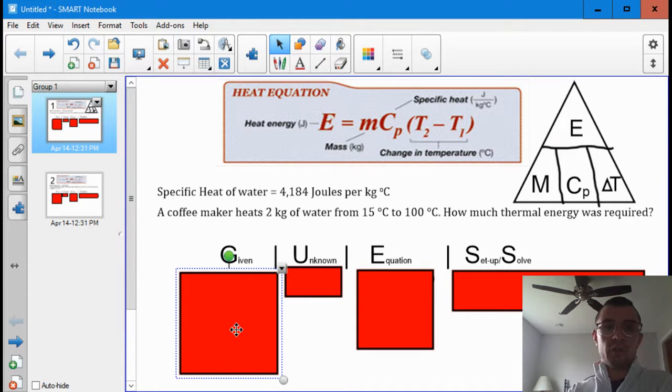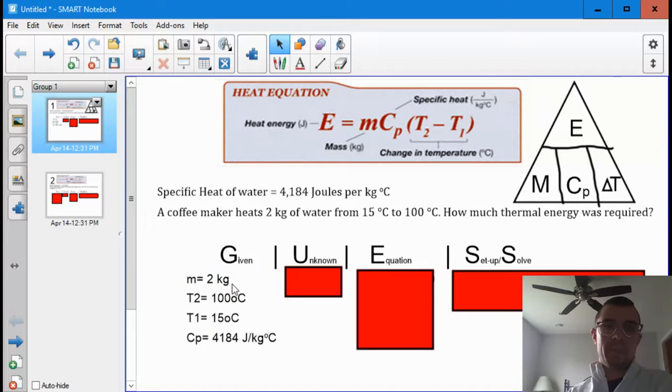I'm going to show first my given information for this question. Right here, my mass is equal to 2 kilograms. My T2 is equal to 100. T1 is equal to 15 degrees Celsius. And then the specific heat of water, right? What I am looking for is how much thermal energy, so my unknown is energy.